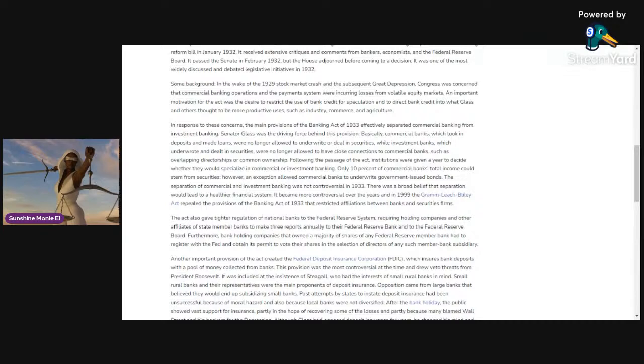It became more controversial over the years, and in 1999, the Gramm-Leach-Bliley Act repealed the provisions of the Banking Act of 1933 that restricted affiliations between banks and security firms. Okay, that's probably why JP Morgan can do both.